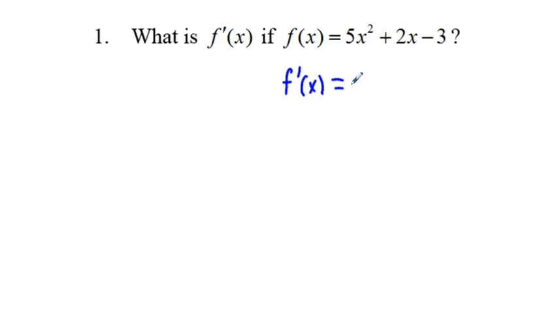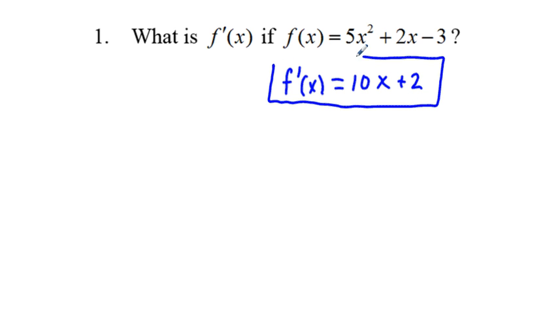F prime of x equals, we take 2 times 5, which is 10, and we have x to the 2 minus 1 power, which is going to be x to the first power, plus 2x. Well, what happens, we multiply 1 times 2, so we're going to have 2, and we have x to the 0 power, which is just 1, and then the derivative of a constant is 0. So we're starting out with a real easy problem. A lot of tests start this way.